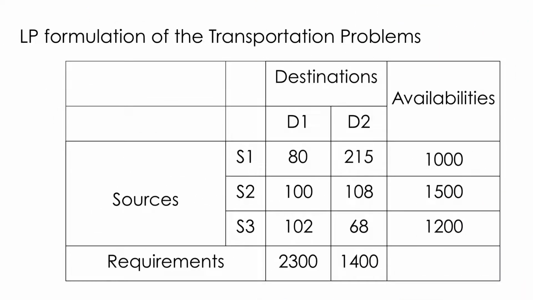For example, consider a simple transportation problem as shown here. The number 80 is the cost of transporting one item from the source S1 to the destination D1. Likewise, 215, 100, 108, 102, 68 are the costs of transporting one item from the respective source to the respective destinations. The numbers 1000, 1500 and 1200 are the total available resources in the sources S1, S2 and S3 respectively. The numbers 2300 and 1400 are the requirements in the destinations D1 and D2 respectively.